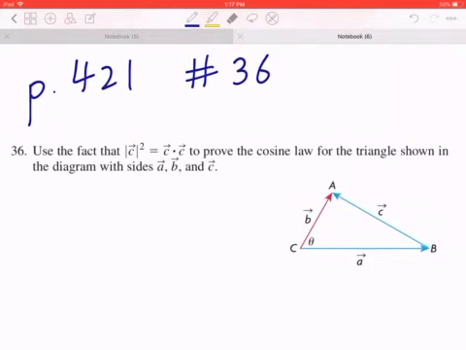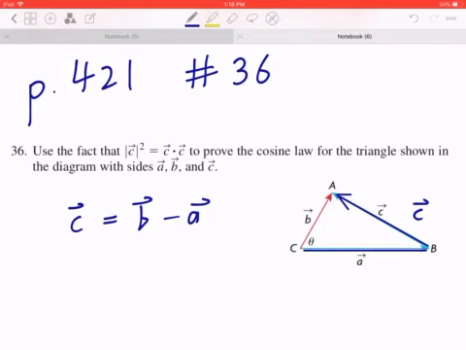So step 1, you want to write down a correlation between vectors a, b, and c. So vector c equals vector b minus vector a. If you look at the diagram, this is going to be vector c as given. A is pointing to the right, so if you draw the opposite vector, that's going to be negative a. And of course, vector b is the same. So you can tell using the triangle law that c equals negative a plus b, or b minus a.